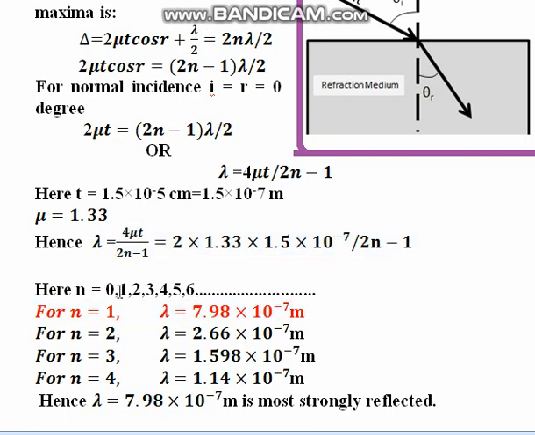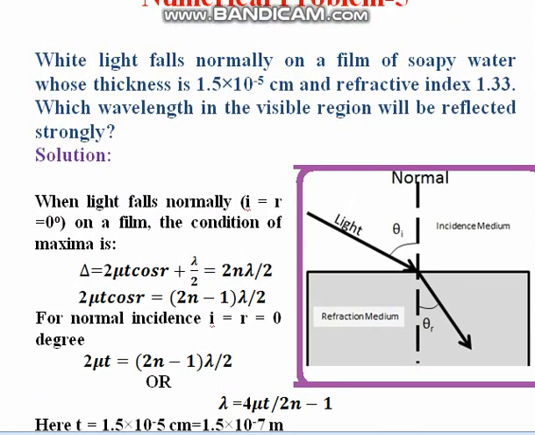n equal to 0 is not a valid value because it gives a negative value of the wavelength. So let's start with n is equal to 1. n equal to 1 gives this value of lambda. Then we can obtain n equal to 2, 3, 4, and so on, each with its wavelength value. Now let's search. The question was: which wavelength in the visible region will reflect strongly?